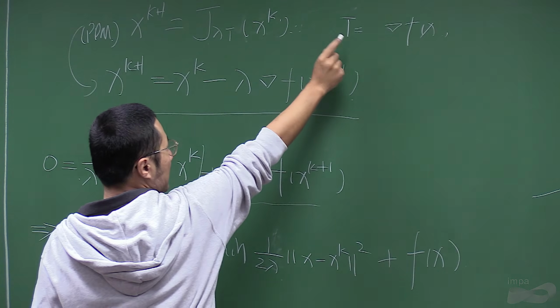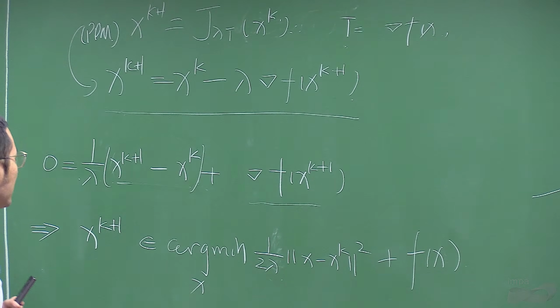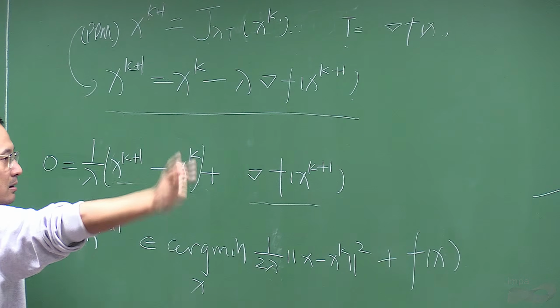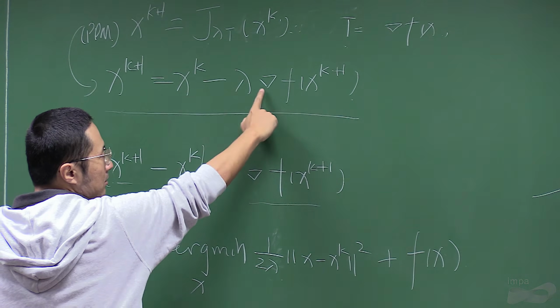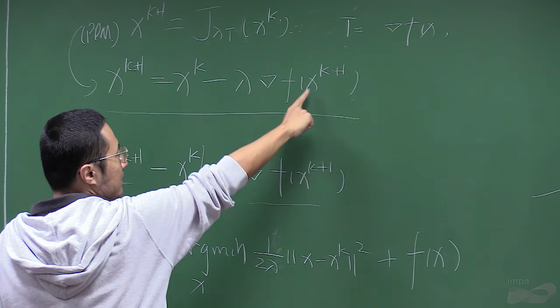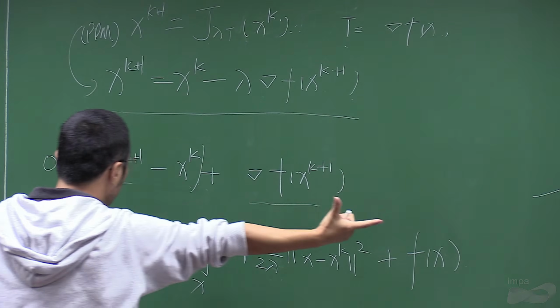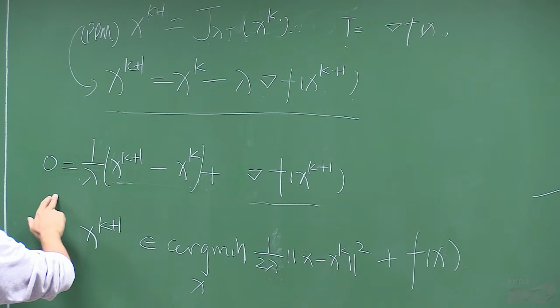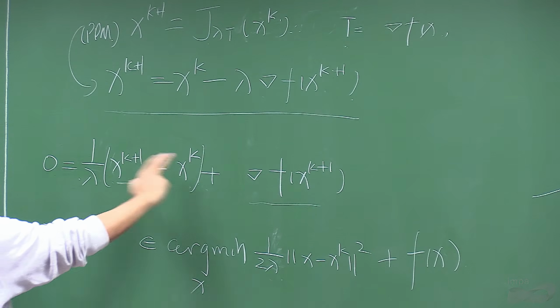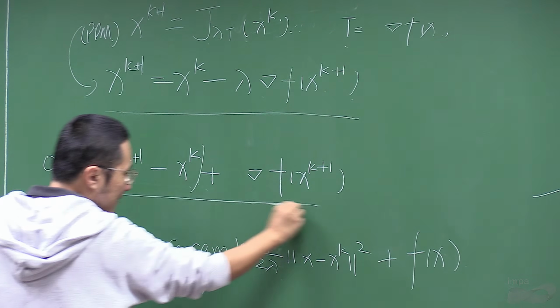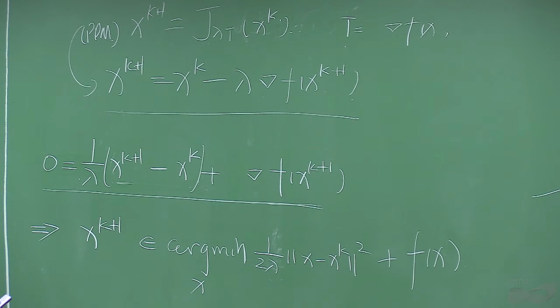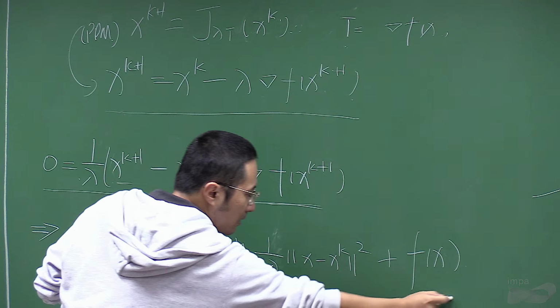We take the operator to be a gradient, so we get this. But we see this is not practical, because you cannot know the gradient at the next step, xk plus 1, since this point is what we want to find out. So we rewrite it, and this equation is the optimality condition of some optimization problem.